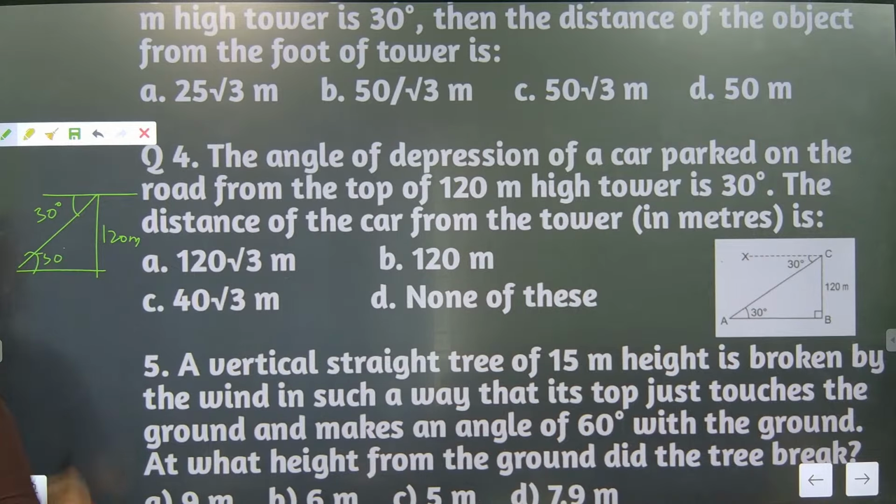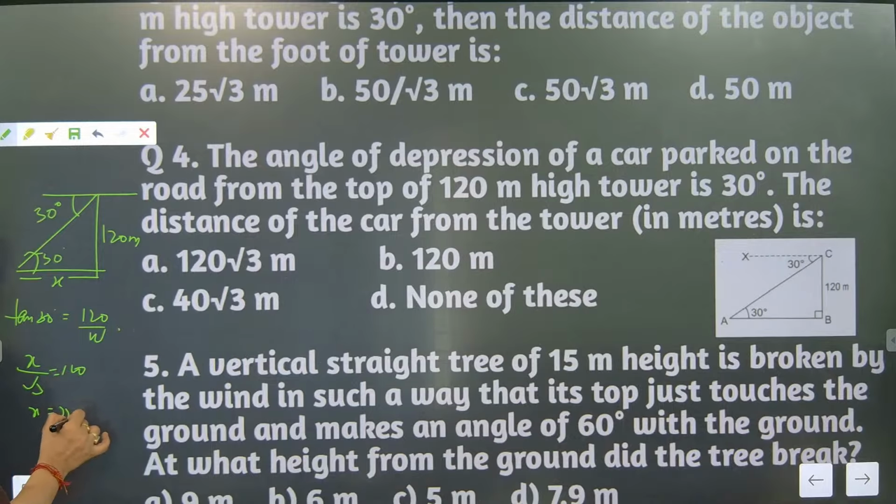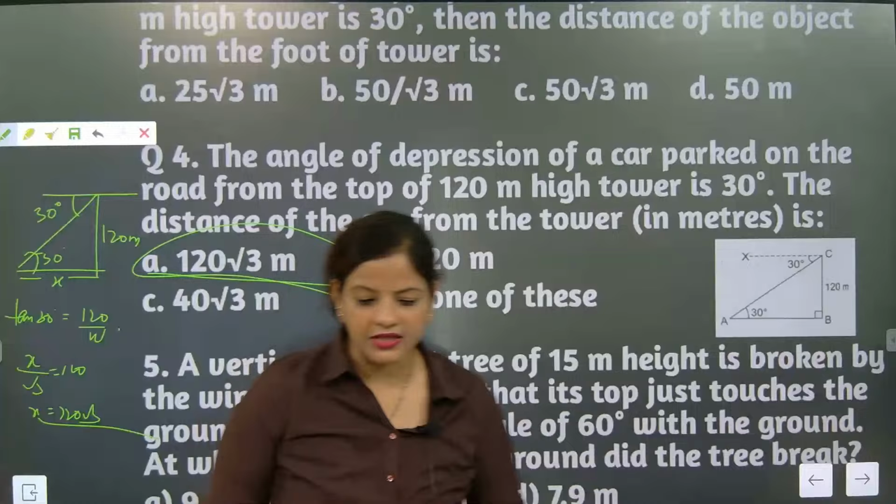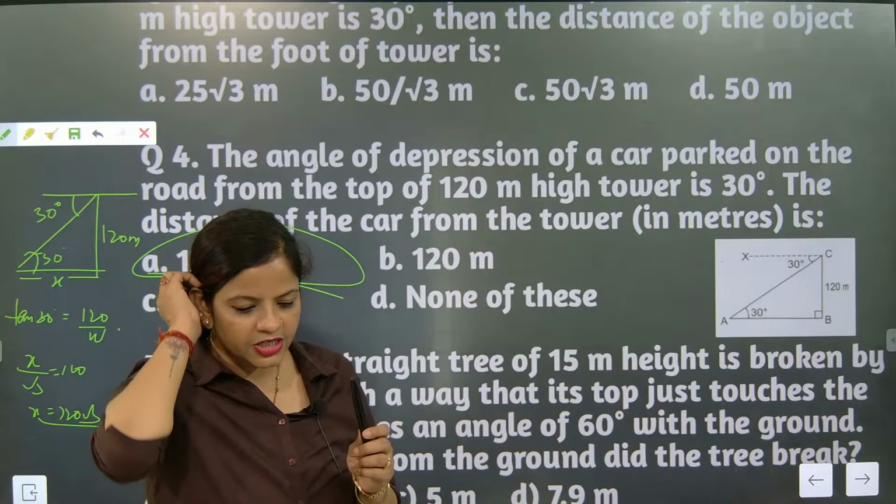So this one is also coming as 30 degrees. The distance of the car from the tower is, again, x. So now tan 30 degrees is equal to 120 by x. So x by root 3 is equal to 120. So x is equal to 120 root 3. So the answer is A.